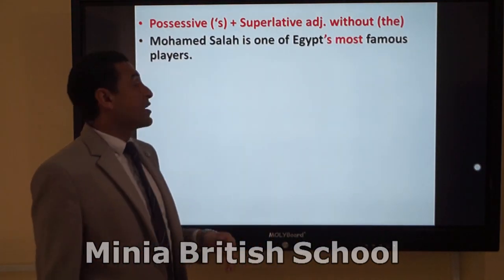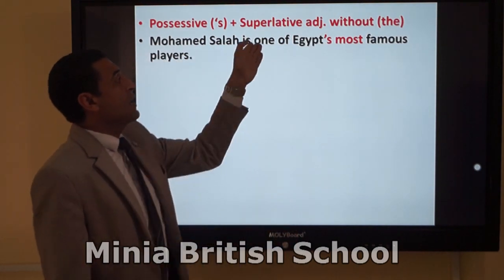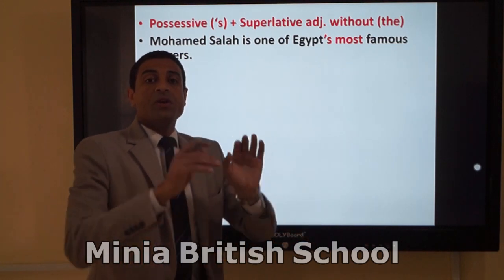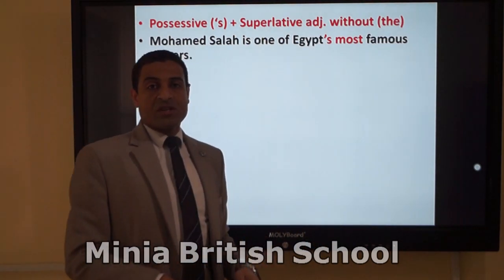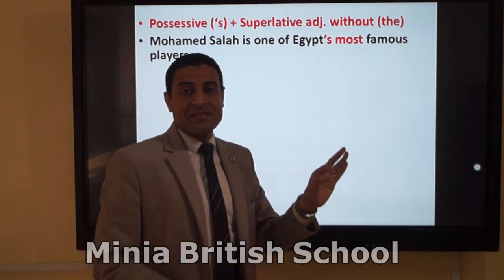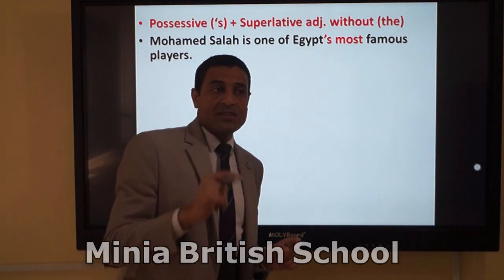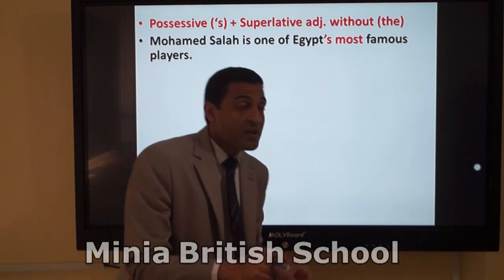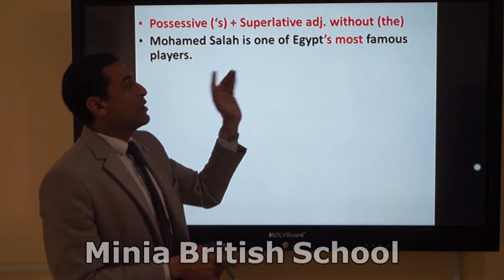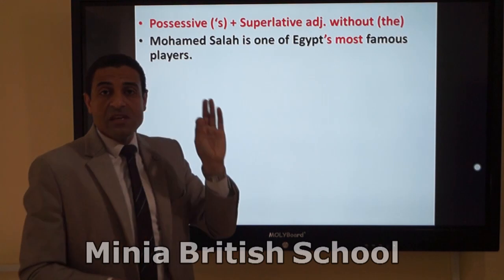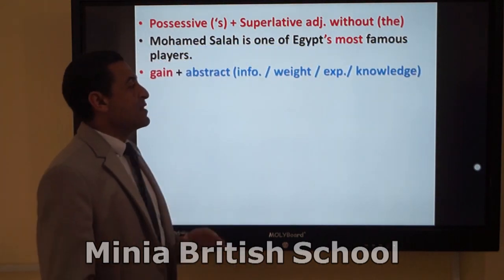Or we can see another example. Mohamed Salah is one of Egypt's most famous players. I didn't say Egypt's the most. We know that we have to use the article the before the superlative form of the adjective. But if I have the possessive S, which is apostrophe S, and I want to mention a superlative form of an adjective, I cannot use that. So here, Mohamed Salah is one of Egypt's most famous players.